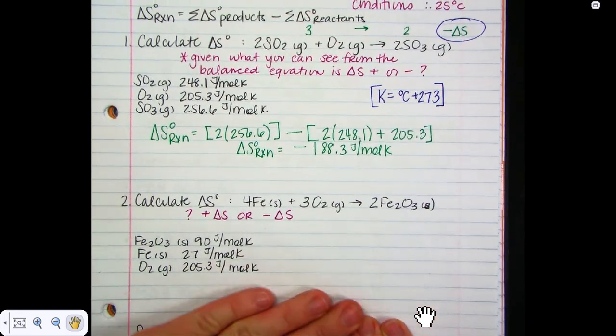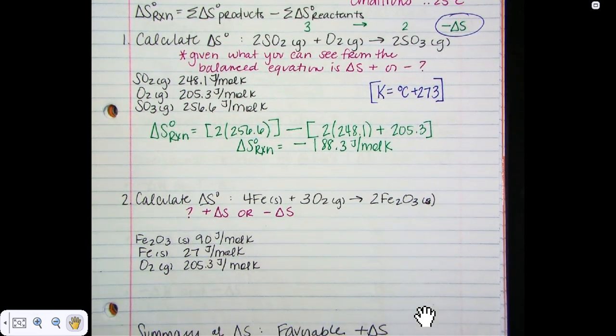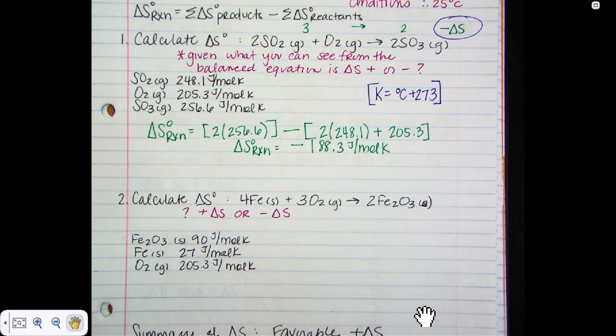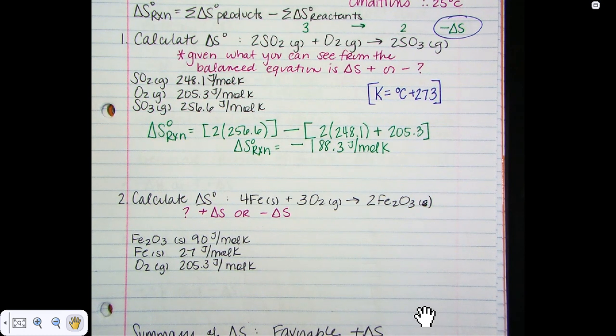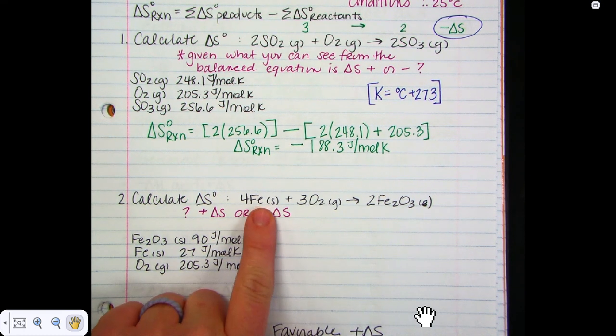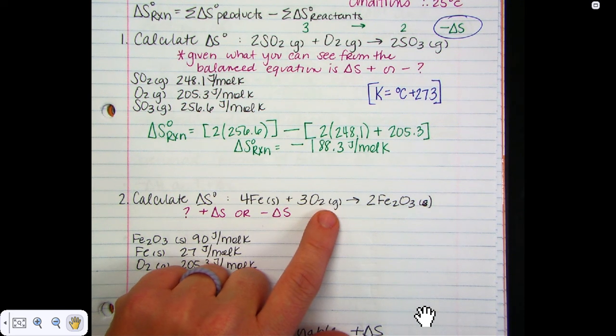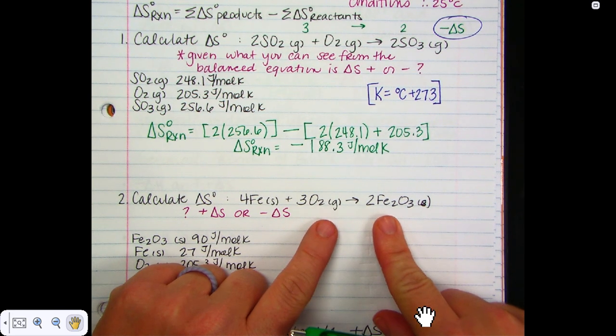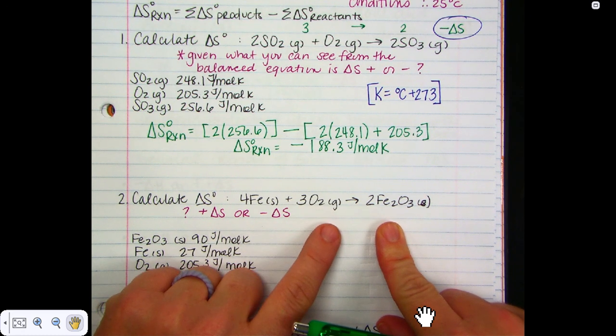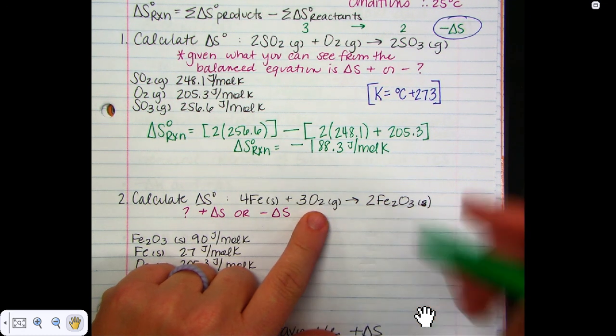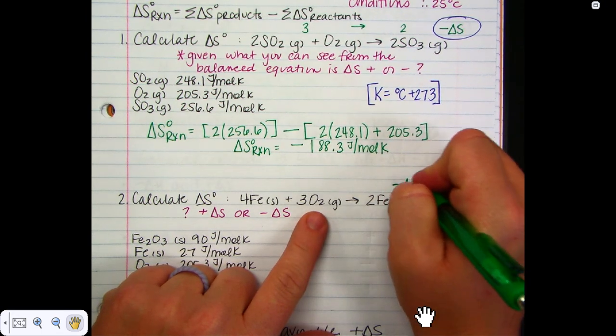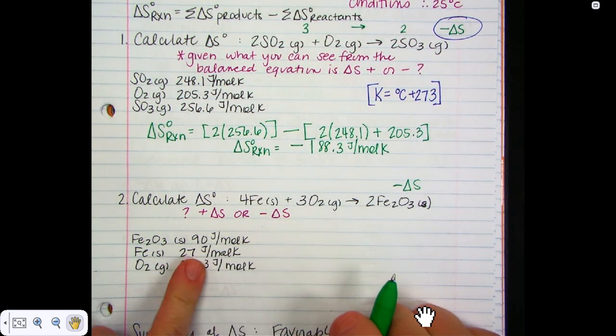So we've got 4Fe solid plus 3O2 gas, and we're going to make 2Fe2O3 solid. So is the delta S going to be positive or negative, would we assume? Well, I've got a solid and a gas, but they're coming together and making one solid. So I had a gas, I got rid of it. I had two things, I combined it into one thing. I'm going to say delta S is probably going to be negative here. Okay? So now for the math.